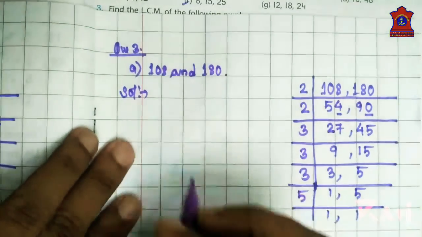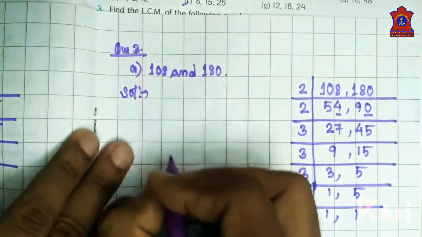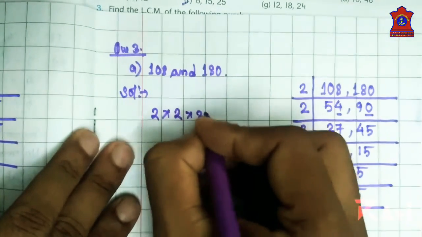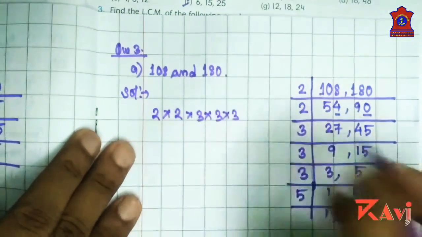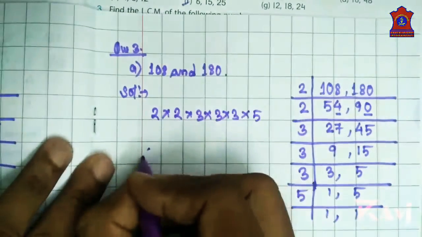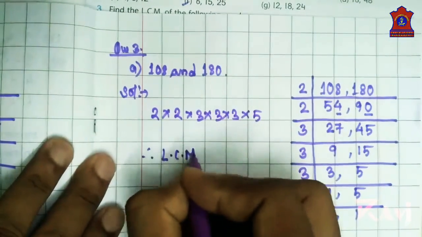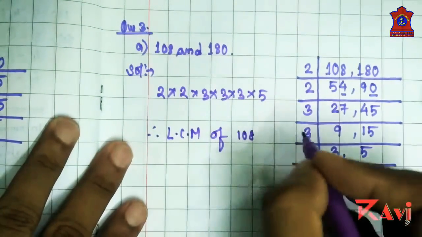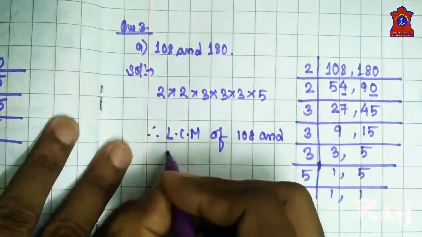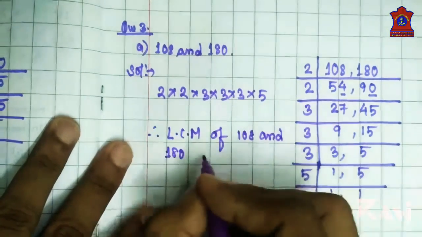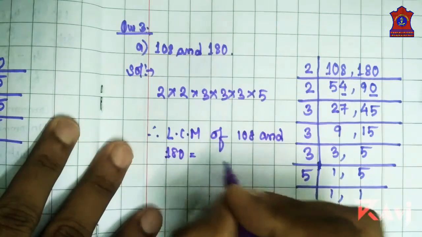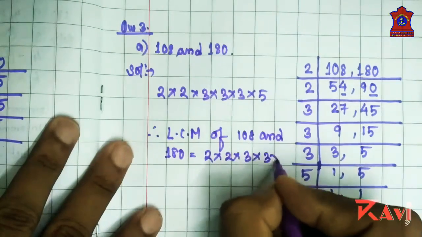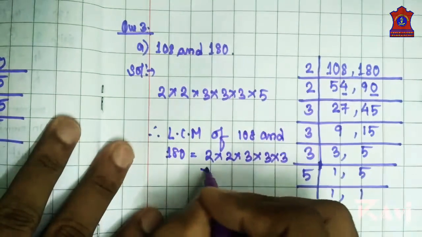Clear? So write 2 into 2 into 3 into 3 into 3 into 5. Therefore, LCM of 108 and 180 equals to 2 into 2 into 3 into 3 into 3 into 5.